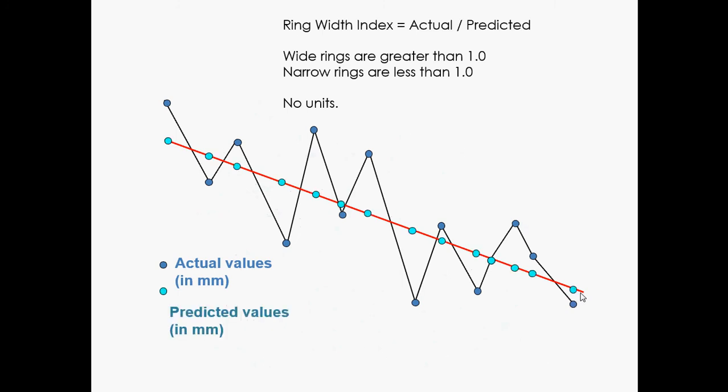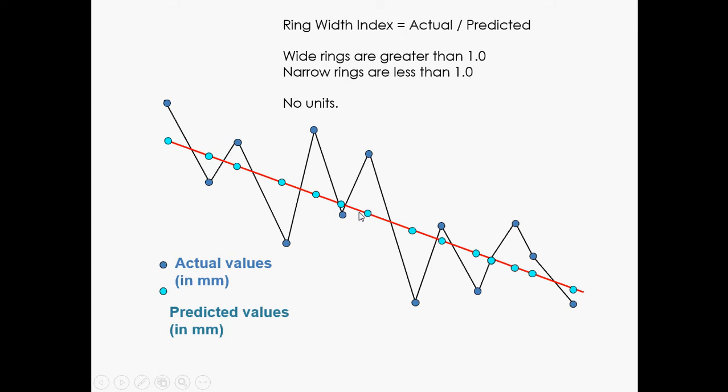So we have a ring width series, so the black line is our wiggly line of ring widths in millimeters. Then we fit a trend line to it, so in this case it's a straight line, that's the red line here. So for any given year, we have an actual value and we have a predicted value. The predicted value is just what's predicted by our model. So all we do to calculate the index is the actual value divided by the predicted.